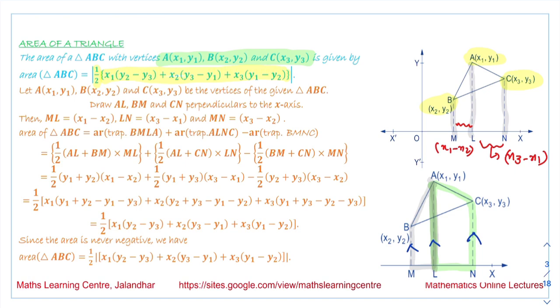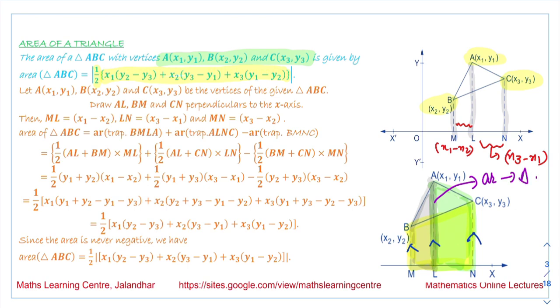And third we are talking about this portion over here, it is BCNM. This is also a trapezium. We are talking about these three trapeziums. So if we add the area of ABML to the area of ALNC, and we subtract from this the area BMNC, what we will be left with is the area of this triangle.